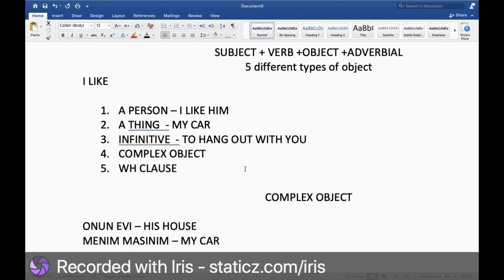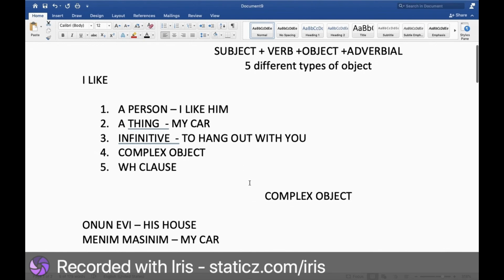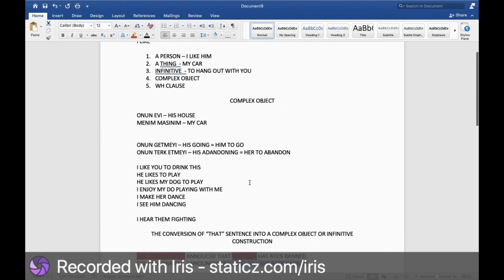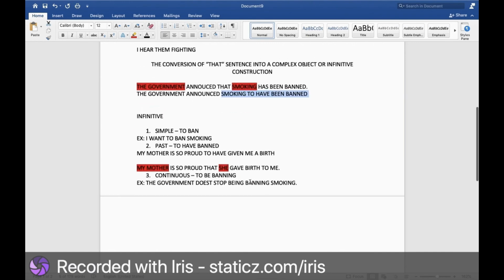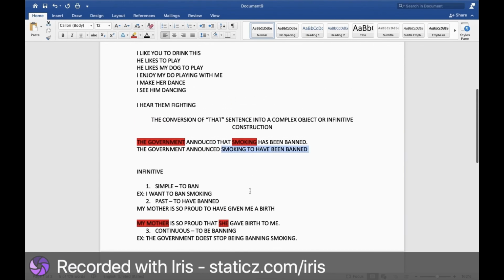From now on, when you use an object, can you just give me 1 minute? I will note something. Okay. You want to write something? Yeah. Okay.